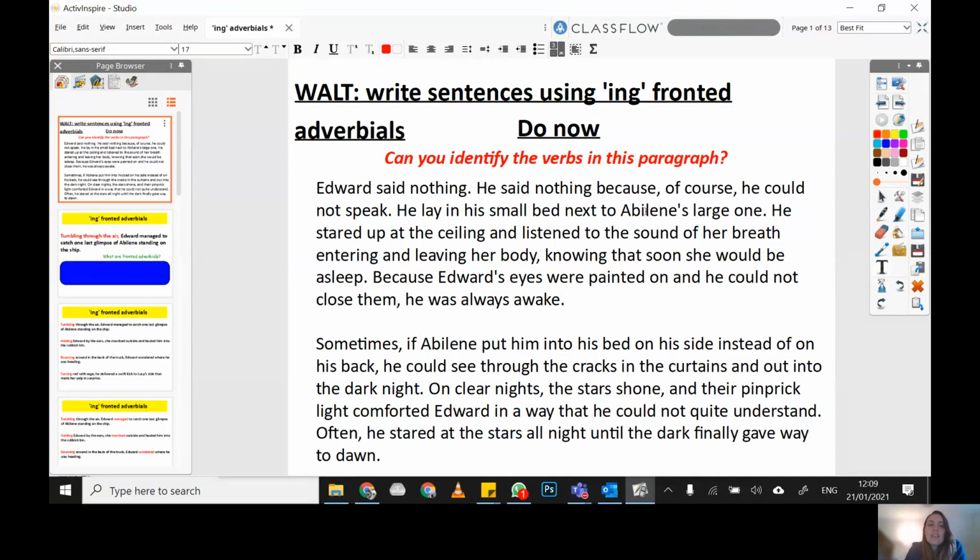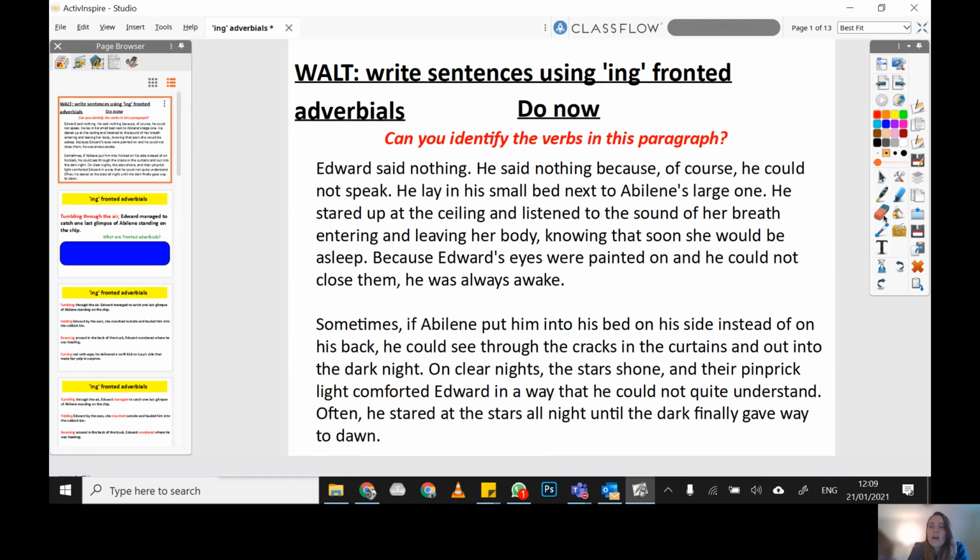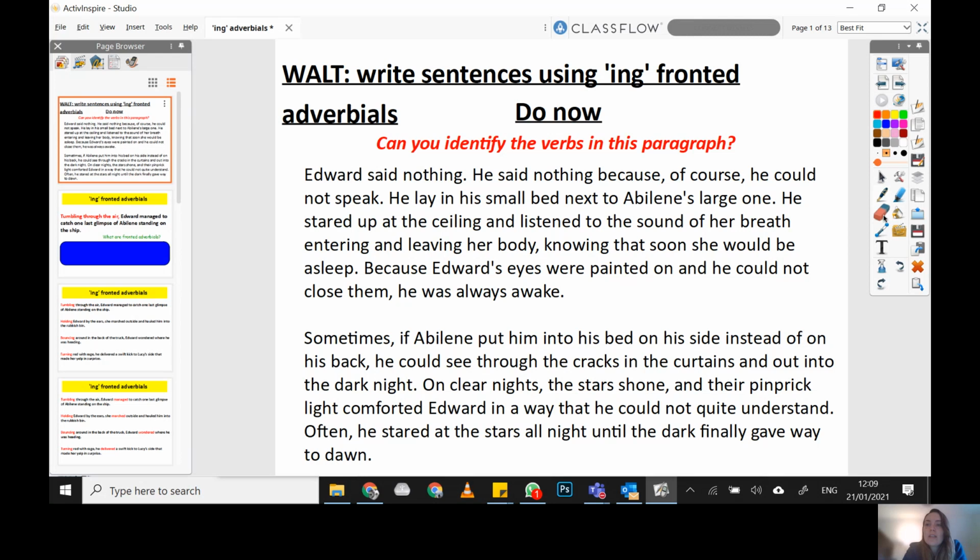We're going to be focusing on the idea of verbs today, so can you identify the verbs in this paragraph? Remember, a verb is an action word, a doing word. So pause the video and write down as many of the action words that you can spot, and then when you're ready to see the answer, you can come back and press play. All right, hopefully you've had a chance to write down as many as you can see.